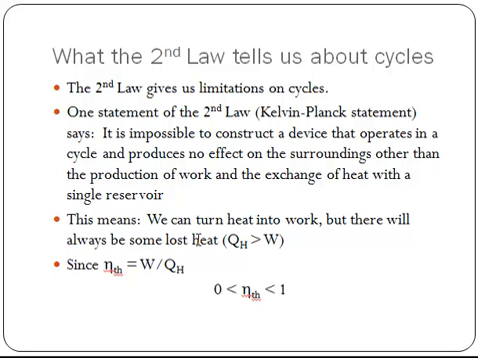Okay, so what this statement is really telling me is that I can't turn heat directly into work. There's always going to be some sort of heat loss, or the heat input is always going to be larger than the amount of work I'll produce. Now, if the net work, W, is smaller than QH, then this value here has to be less than 1. Also, I've already said that each of these is going to be positive in a heat engine, so this thermal efficiency is going to be trapped between the values of 0 and 1.